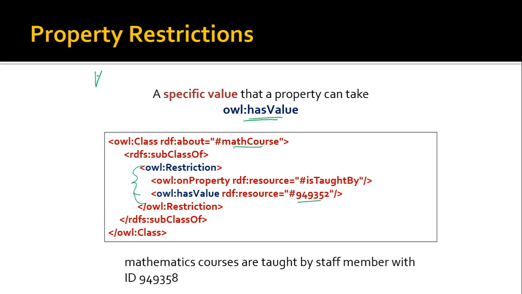So we are saying for all C, math course C implies C is taught by 949352. We don't need any existential quantifier or universal quantifier here, right?